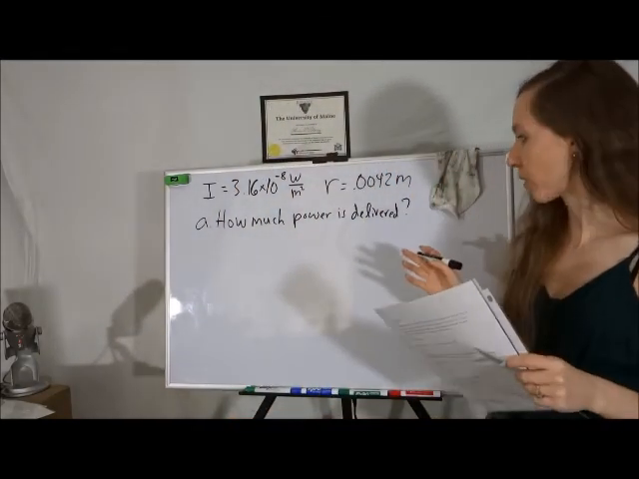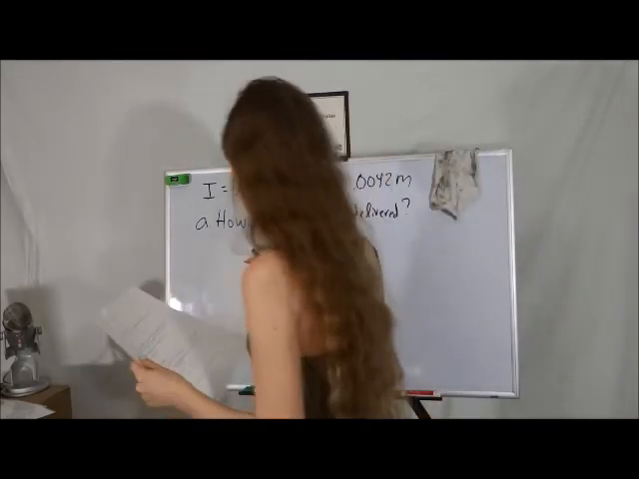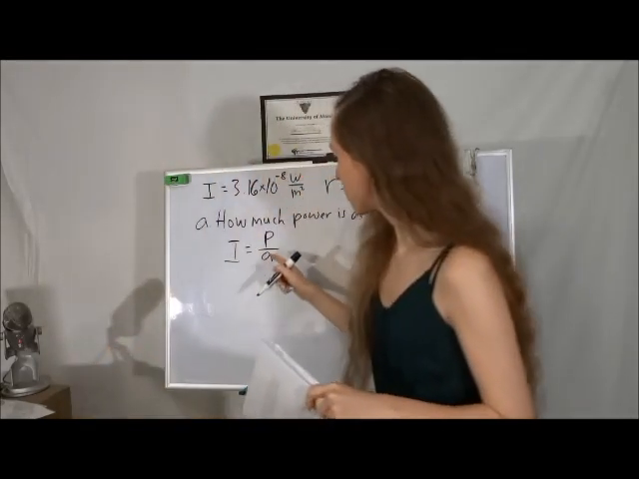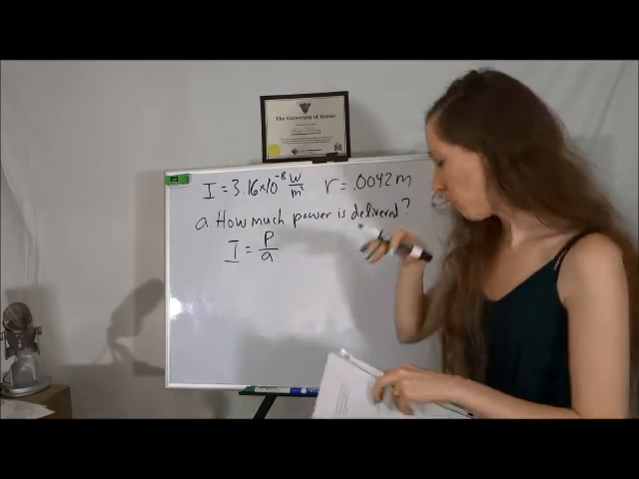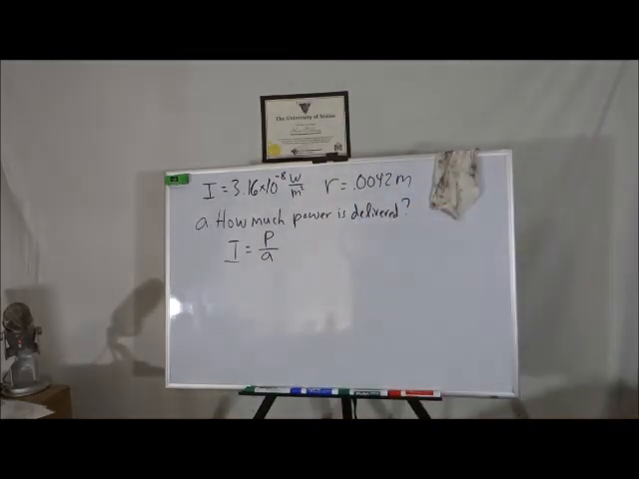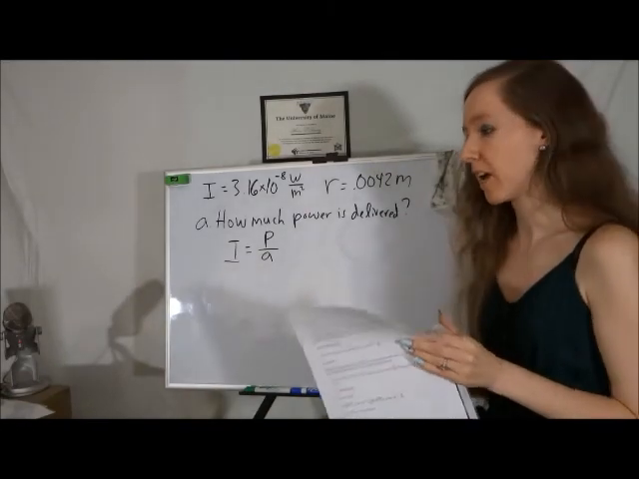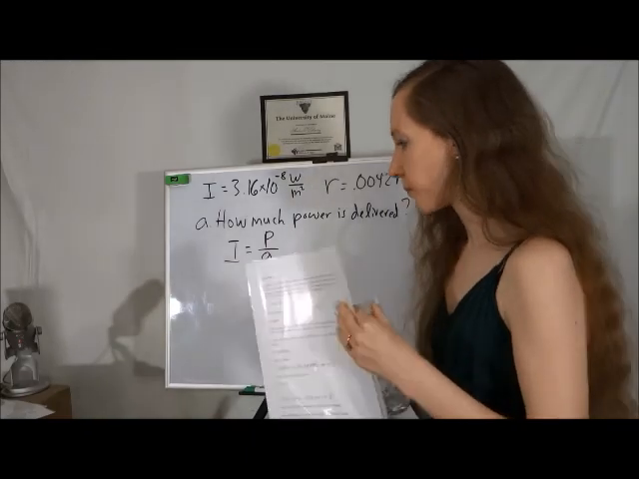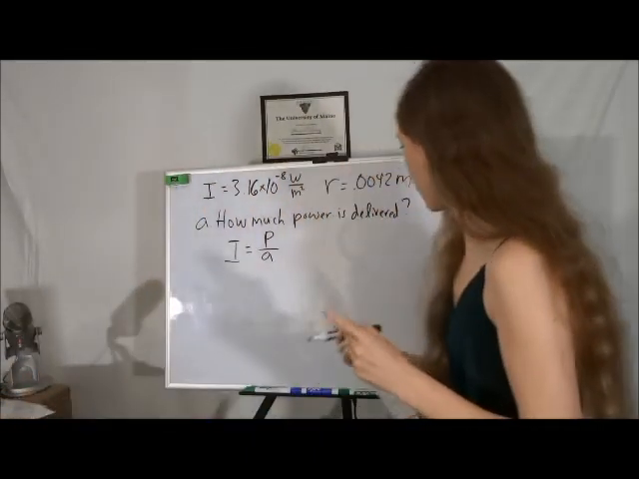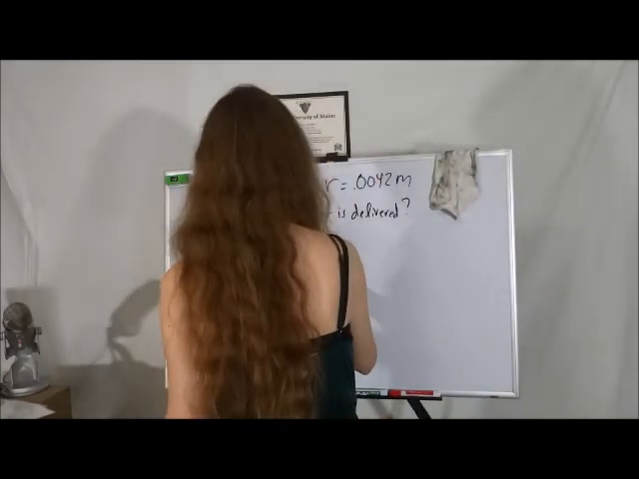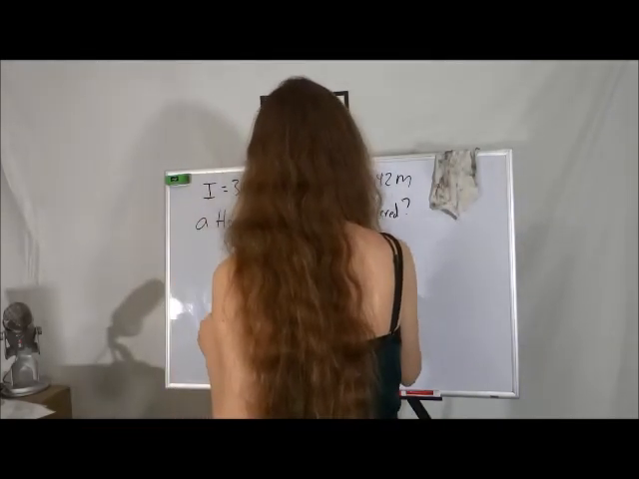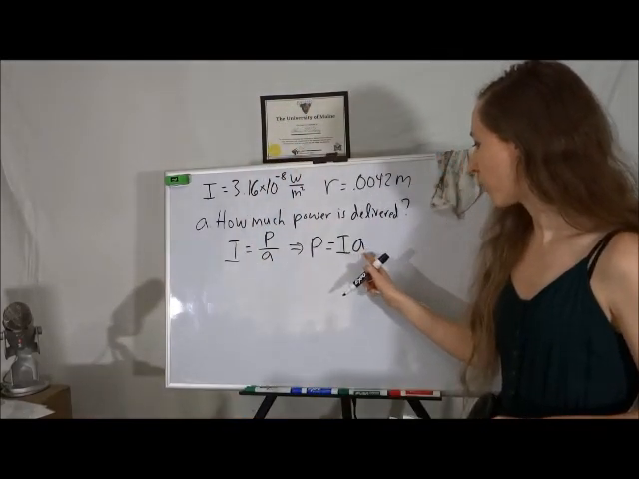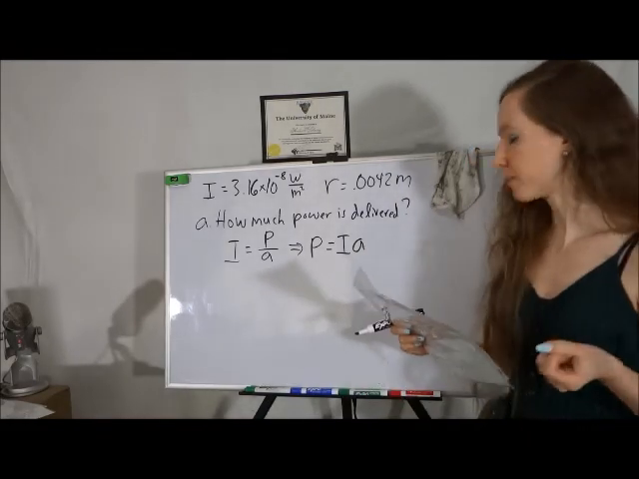So if we go back to our intensity equation, we know I is equal to power divided by area. So if it's the power that we're looking for, we're just going to go ahead and multiply both sides by the area. So we're going to have power is equal to intensity times the area. Now you already know what our intensity is, but what would be the area of your inner ear surface?